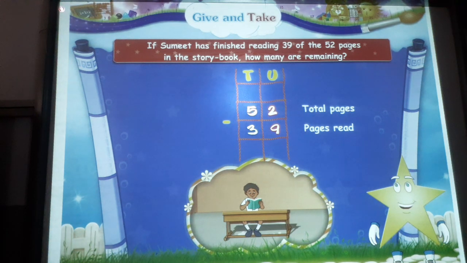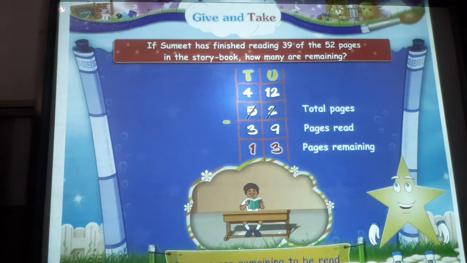5 tens and 2 units is same as 4 tens and 12 units. Now, 12 units minus 9 units will give 3 units. 4 tens minus 3 tens gives 1 ten. So, 13 pages are remaining to be read.